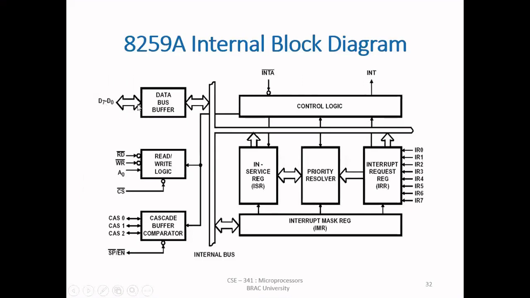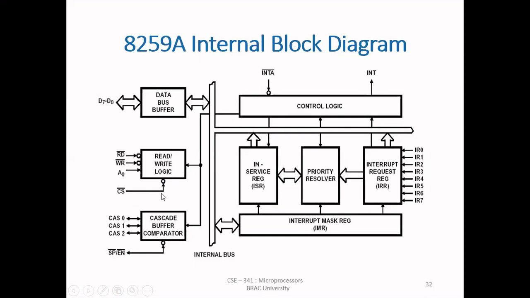This data bus allows the 8086 to send control words to the 8259A and also read a status word from the 8259A. Okay, I am going to describe control words and status words later. Then there is some read-write control logic. The read and write inputs control these transfers when the device is selected by asserting its chip select input low. So this is an active low signal. Whenever the chip select input is low, it will enable the 8259A. Otherwise, it will be disabled.